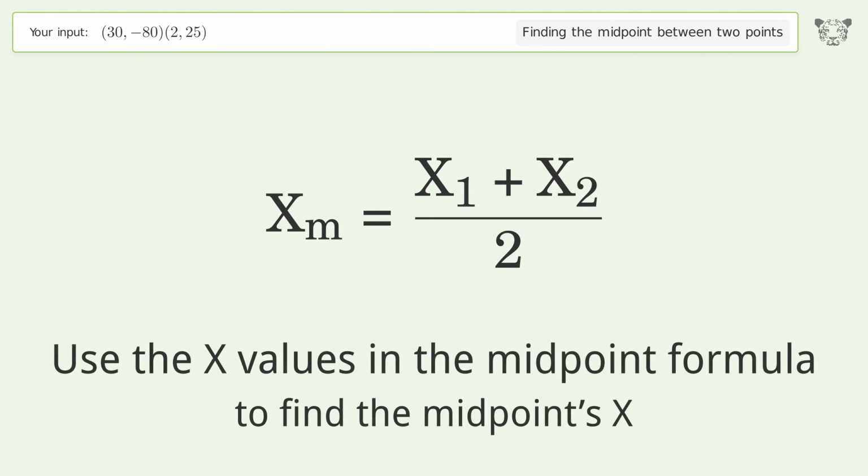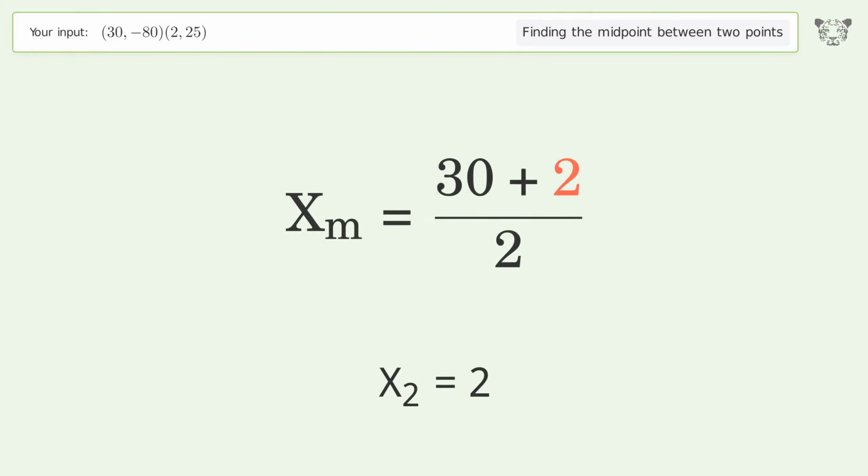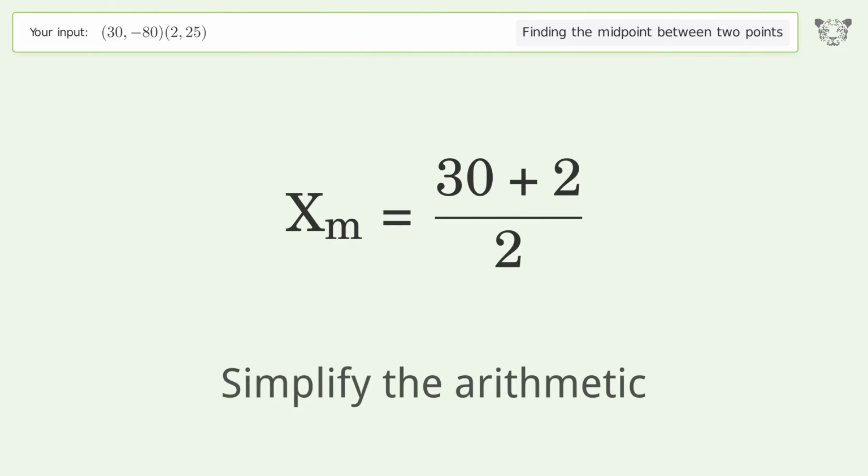Use the x values in the midpoint formula to find the midpoint's x. x1 equals 30. x2 equals 2. Simplify the arithmetic.